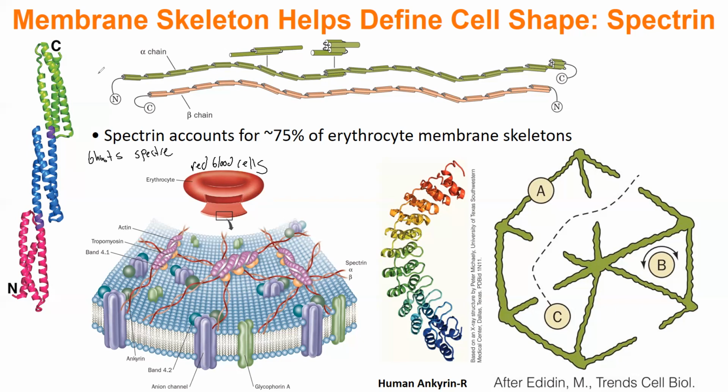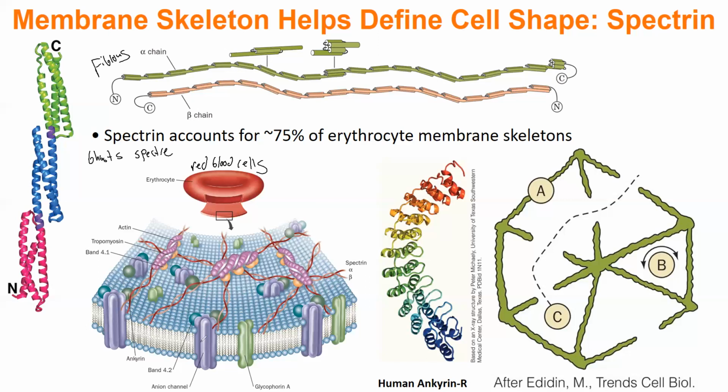You can see here, it's a fibrous protein, just a bunch of alpha chains together. And the way they line up is that the N to C terminus lines up with another N to C terminus. So that is one component of the skeleton of the membrane. There are other components as well.